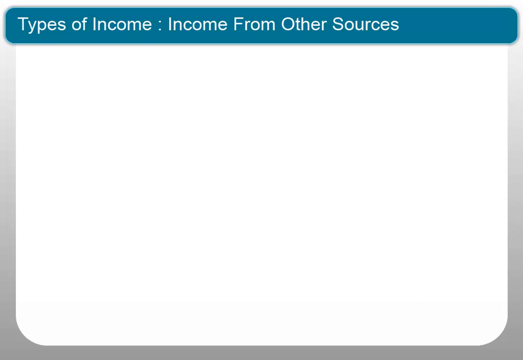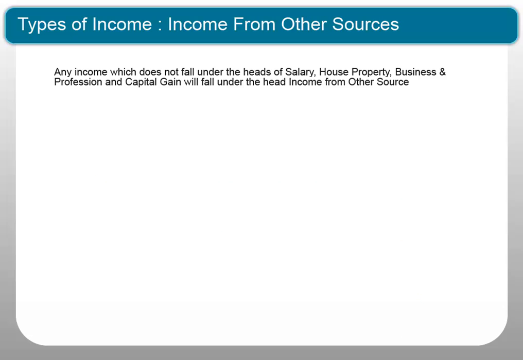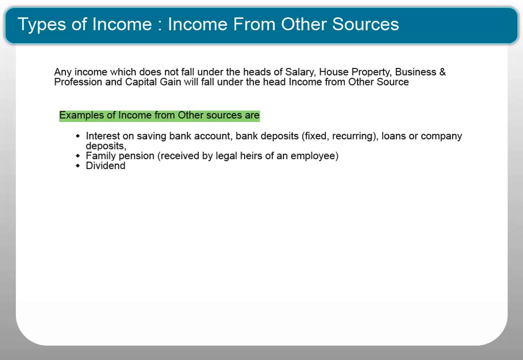Let's talk about income from other sources. Any income which does not fall under the heads of salary, house property, business and profession, and capital gain will fall under the head income from other sources. Examples of income from other sources are interest on savings bank account, bank deposits such as fixed deposits, family pension received by legal heirs or family, and dividend.